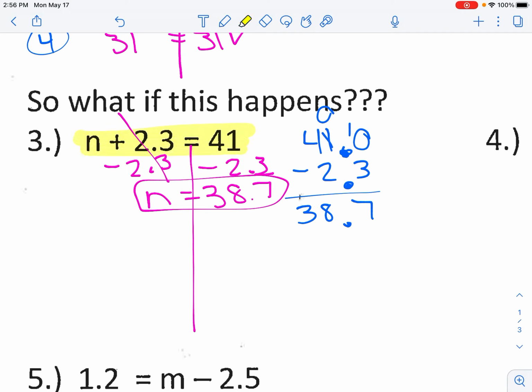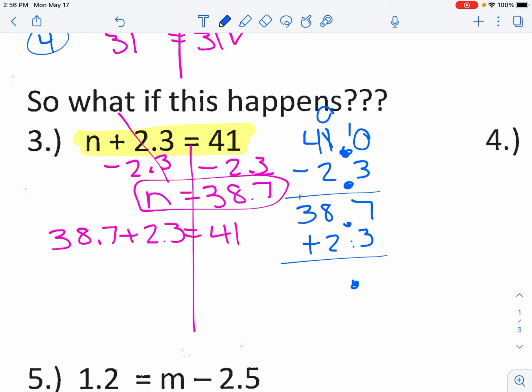We're going to rewrite this equation, but instead of n, I'm going to use my solution. Is 38 7/10 plus 2 3/10 equal to 41? If you have a 3-digit number, a decimal, or a fraction, you have to show your work. So your decimal is going to drop down. 7 plus 3 is 10. 1 plus 8 is 9. Plus 2 is 11. And 1 plus 3 is 4. So 41 equals 41, check.